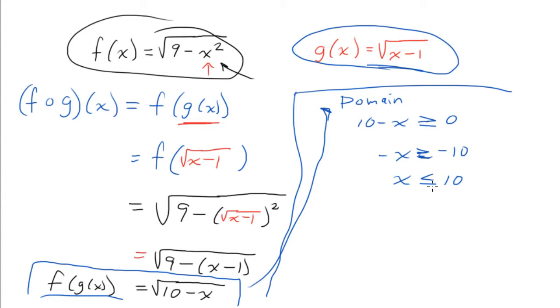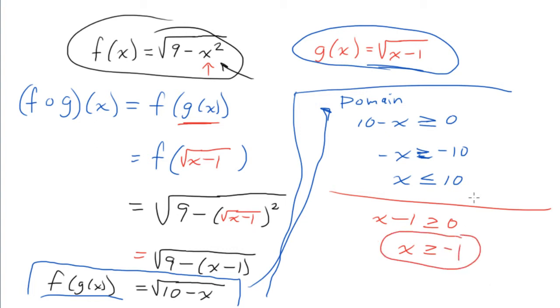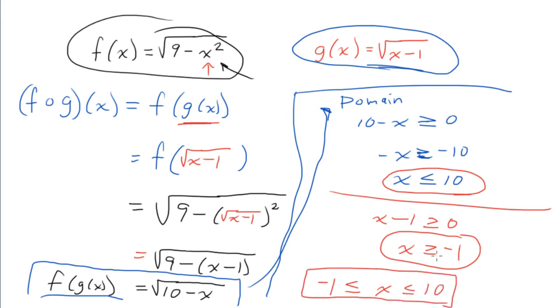Okay, we've got that constraint, but we also have this other constraint from g of x, and that is that x minus 1 must also be greater than or equal to 0. So solving that, we get x is greater than or equal to 1. So now what we have are these two constraints. So x will be somewhere between 1 and 10. So that's how we find the domain of this composition of functions. I hope that helps.